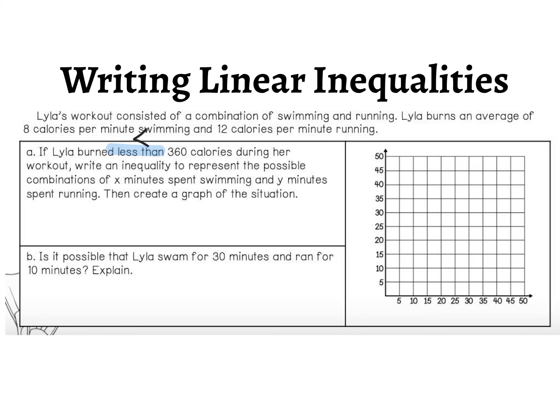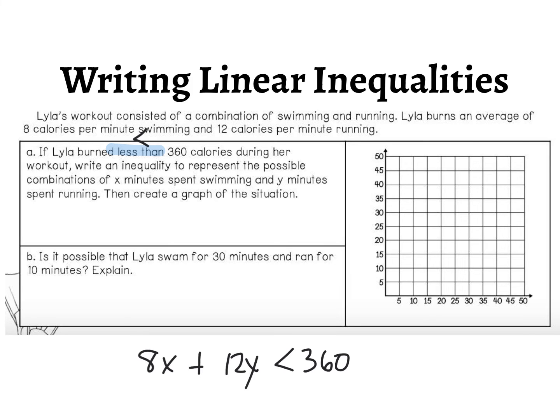360. Okay? Now, I know from the beginning that an average of 8 calories per minute for swimming and 12 calories per minute running. So if X represents swimming and Y represents running, my inequality goes like this. 8 per swimming. Per means multiplication. So we're dealing with 8x plus 12y has to be less than 360 calories. That's my inequality. 8x plus 12y is less than 360.